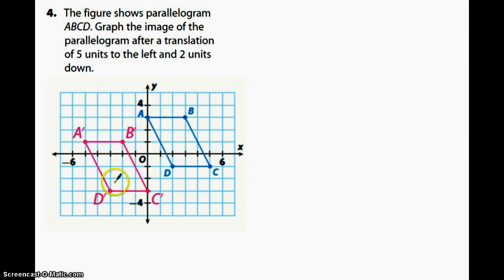So as long as you follow the directions that they're giving you, it should be pretty easy for you to translate within the coordinate plane.